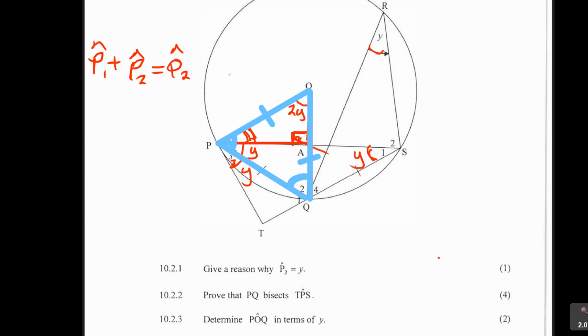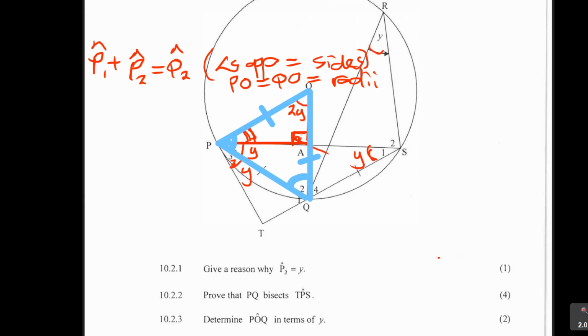See? Why? We are saying angles opposite what? Equal sides. But you need to tell us which ones are the equal sides. Then you're going to say in here, you tell us that PO is equal to QO, which is equal to radii. So OP is a radius and OQ is a radius. So now that we have established, look at this.